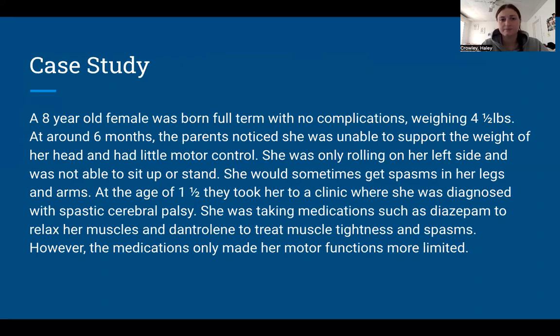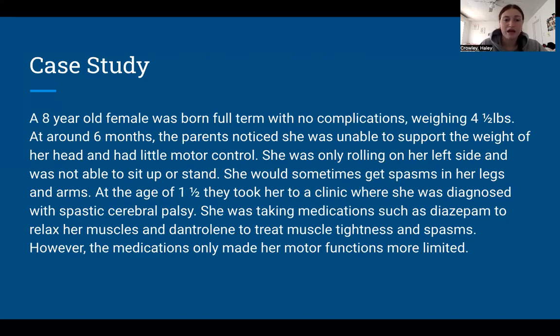My case study: an 8-year-old female was born full term with no complications, weighing 4.5 pounds. At around 6 months, the parents noticed she was unable to support the weight of her head and had little motor control. She was only rolling on her left side and was not able to sit up or stand. She would sometimes get spasms in her legs and arms.